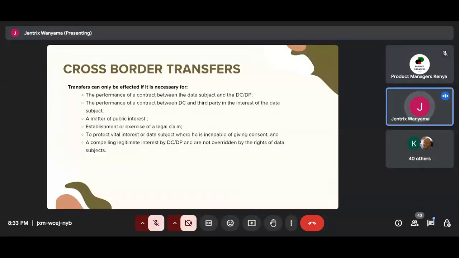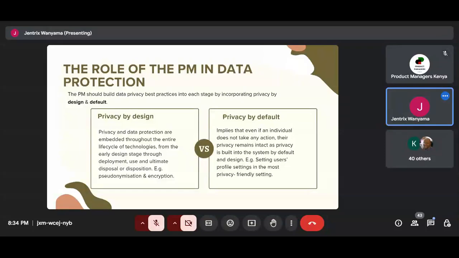Processor, I think what you'll notice with all of this is that themes of consent, necessity, legitimacy are what really keep on coming up. And so those are some of the concepts that, as we said, just need to be at your fingertips, and you need to consider at all times. I'll now hand over to Kega to do what I believe is what we're here for, the role of the product manager in data protection. Over to you, Kega.